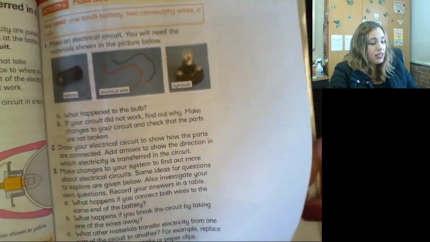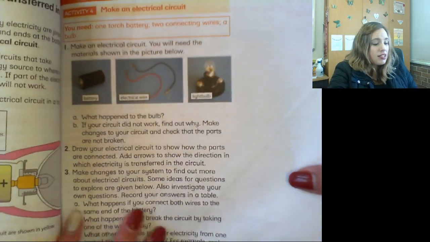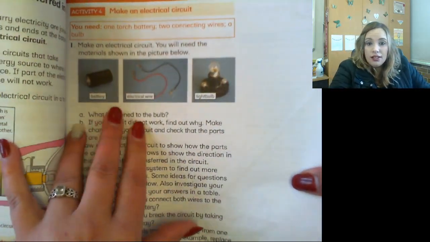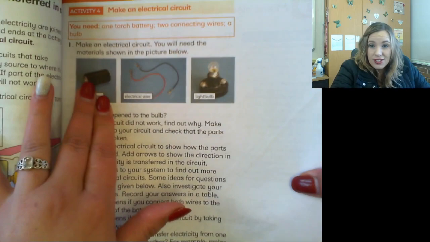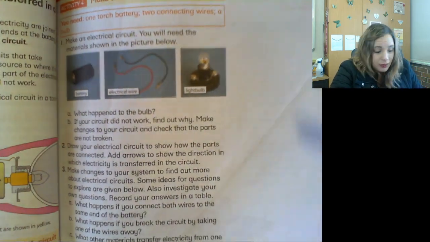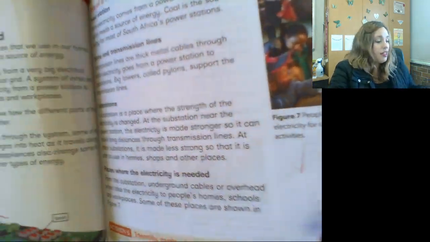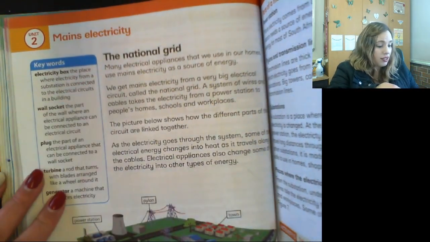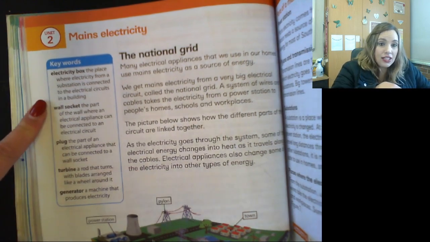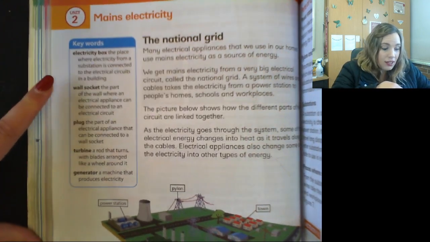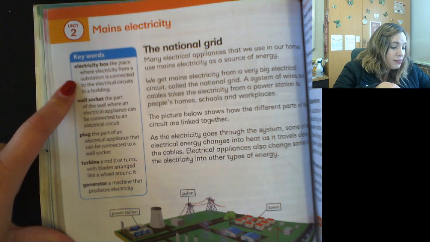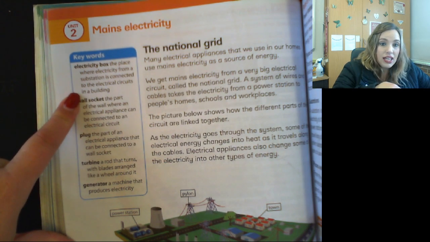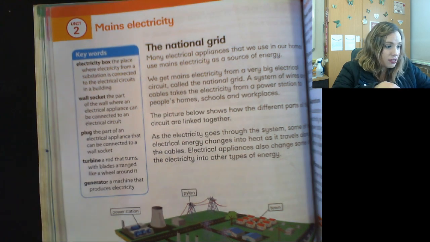Then you remember we built simple circuits. You still did this with Mr. Ludwig, if you remember correctly. Then next we looked at mains electricity, the national grid. What is an electricity box? An electricity box is the place where electricity from a substation is connected to the electrical circuits in a building. You will remember that I have one just outside my class.